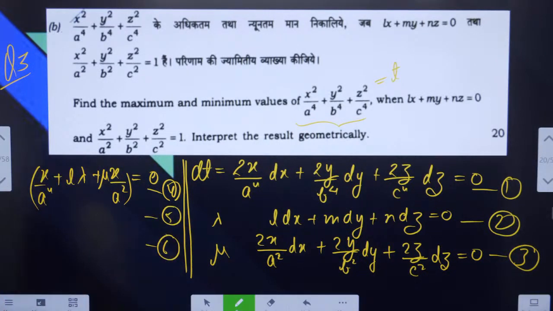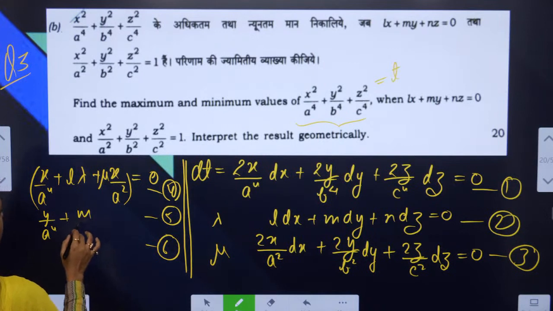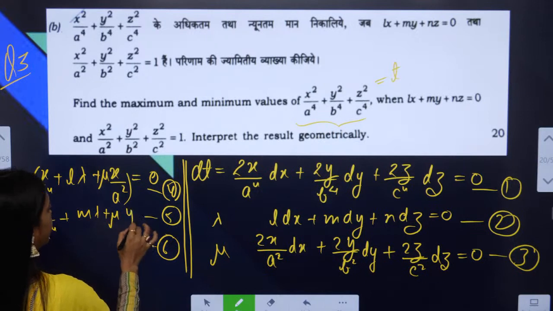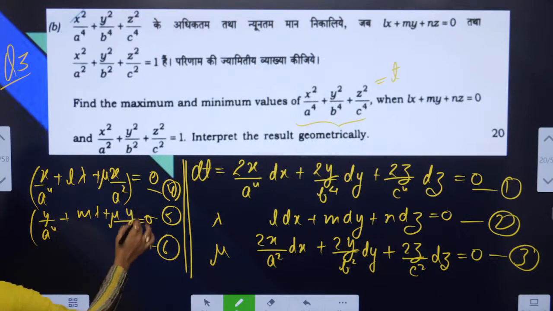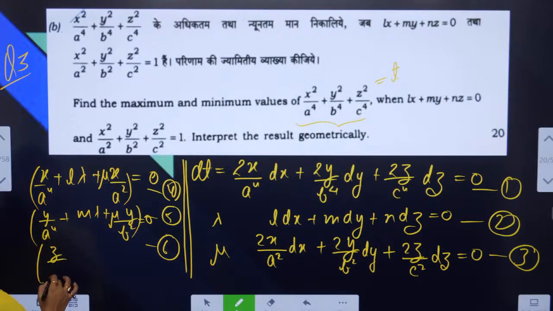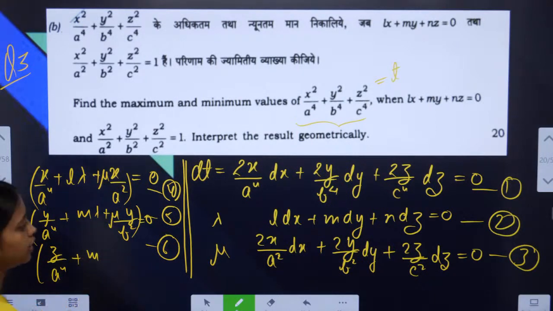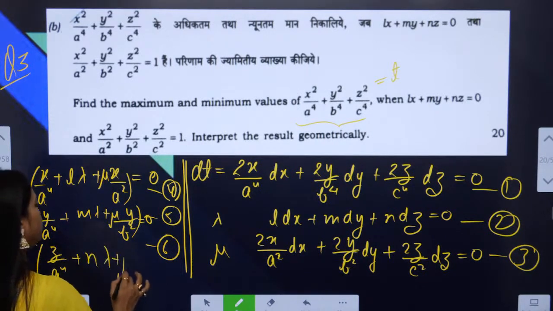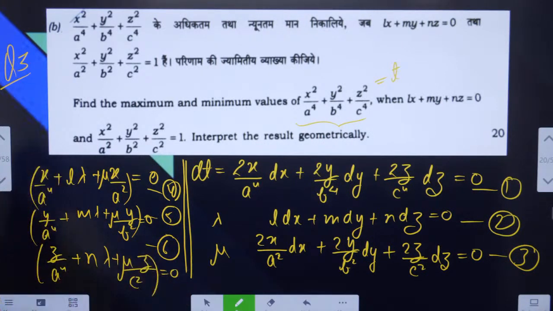How can you solve this? Let us write that this is y upon a raised to the power 4 plus m lambda plus mu y upon b square equals to 0, right? And then z upon a raised to the power 4 plus n lambda plus mu z by c square equals to 0. This is your sixth expression.